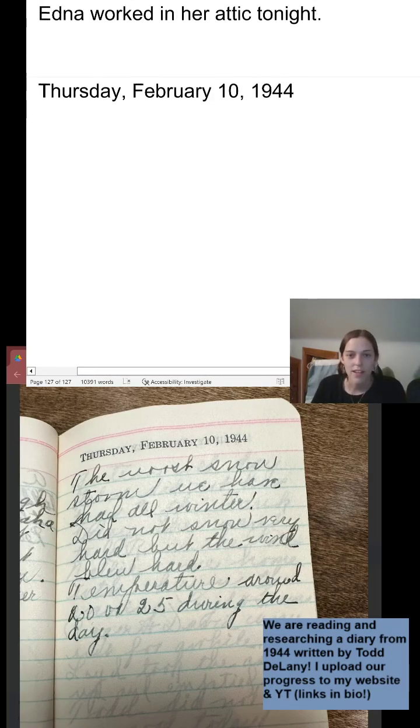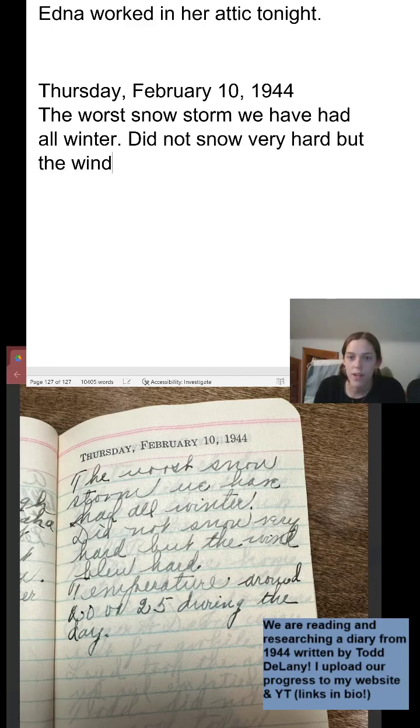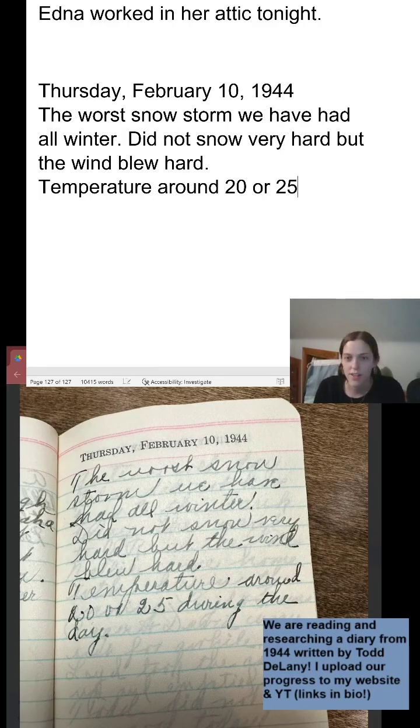Okay. So, on the 10th, the worst snowstorm we have had all winter. Did not snow very hard, but the wind blew hard. Temperature around 20 or 25 during the day.